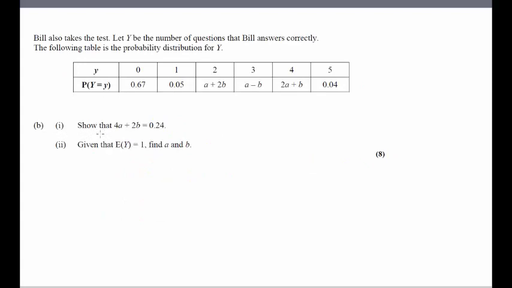Part B1 wants you to show that 4a plus 2b equals 0.24. And again, we have to remember that our probabilities should add up to 1. This is going back to our discrete math. And so if I do part 1, the show that, yes, write out the equation that you have given this information. So we have a plus 2b for 2.